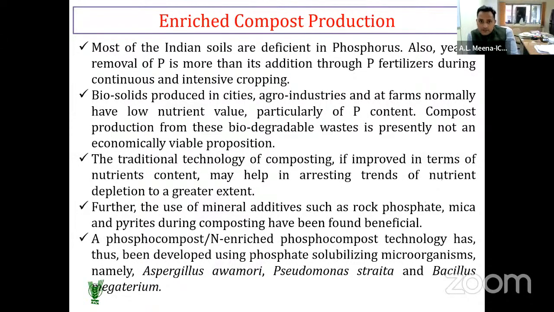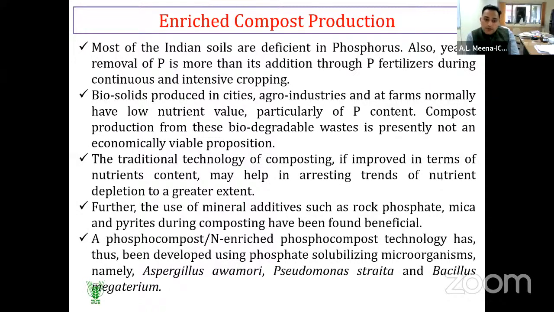Because our soils are deficient in phosphorus, and also the yearly removal of phosphorus is more than its addition through fertilizer during continuous and intensive cropping. Biosolids produced in the cities, agro industries, and at the farm normally have low nutrient values, particularly of phosphorus. Compost production from these biodegradable wastes is presently not an economically viable proposition. Improving the traditional technology of composting in terms of nutrient content may help in arresting the trends of nutrient depletion to a greater extent.